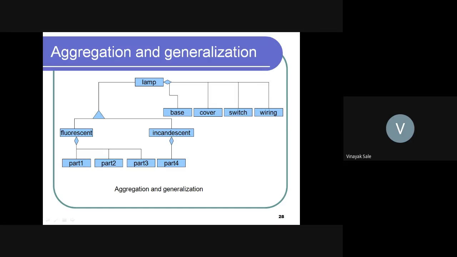Then again there is aggregation. Fluorescent has different parts: part 1, part 2, part 3 and so on. All are combined together to form a fluorescent lamp. Similarly, there are many parts in the case of an incandescent lamp. This is the combination of aggregation and generalization.